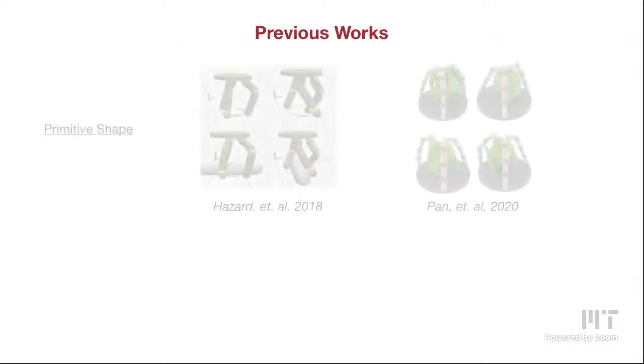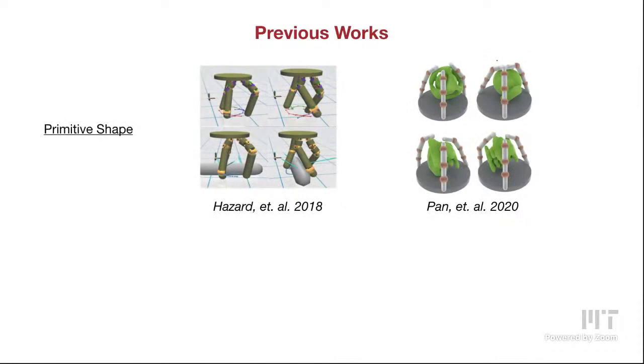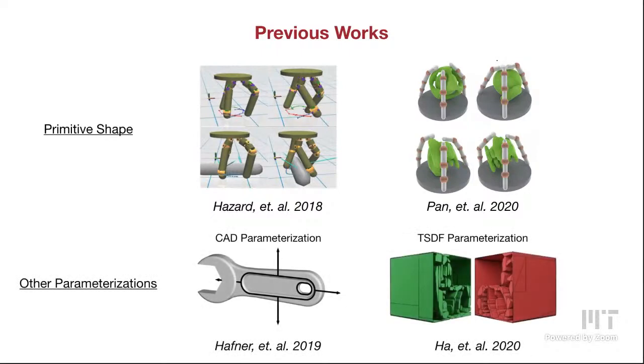Previous works typically solve this representation problem by modeling each component by a primitive shape. However, those primitive shapes cannot describe the complex designs required for interesting manipulation tasks. Other choices are CAD or signed distance field parameterizations, but both of them are slow, non-differentiable, and hard to be applied to articulated robot designs.